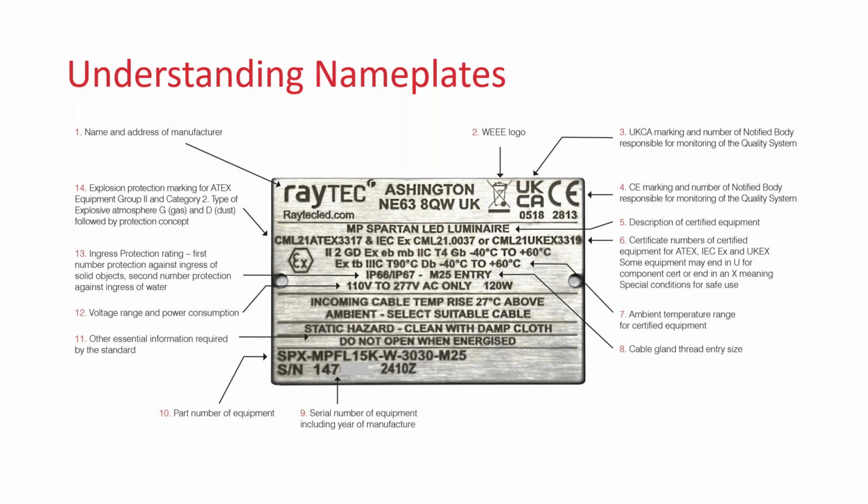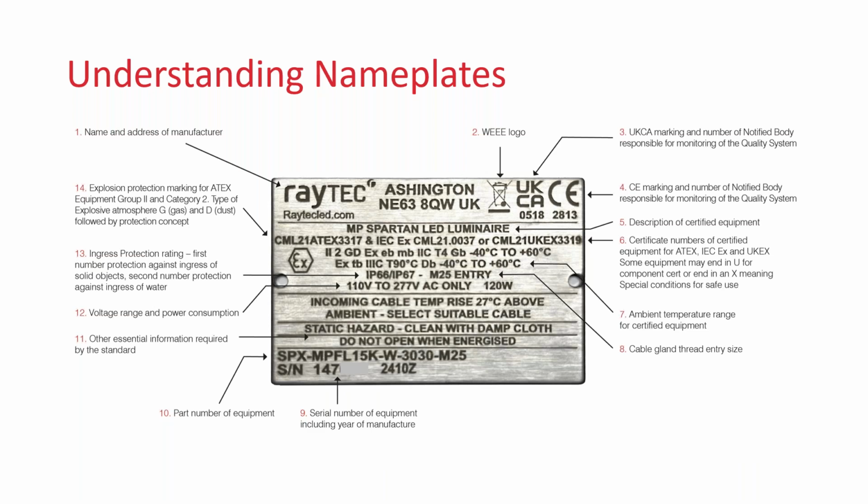Item 13 goes into detail about ingress protection ratings. Obviously, the first number is against ingress of solid objects, and the second number details the ingress protection of water. And finally, number 14, the explosion protection marking for ATEX. So in this instance, we have equipment group 2, which means above ground, and category 2, which means it's zone 1.